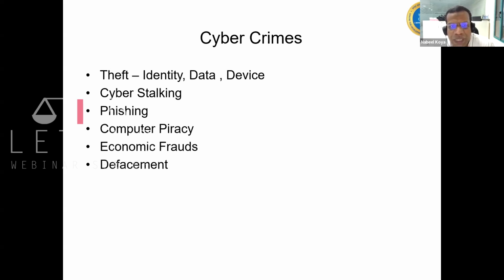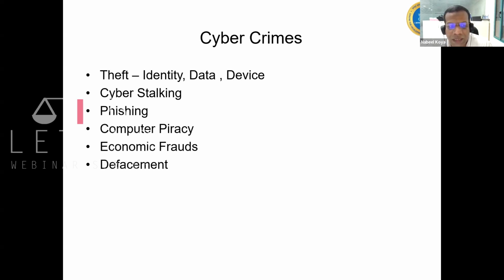And there are different types of cyber crimes. This is just an indicative list. Theft: you can have identity theft, data theft, and device theft. Device theft is theft of mobile phones. Data theft usually occurs when I go to an office, plug in a pen drive and take the data out of the computer without the consent of the concerned authority. Identity theft is what we usually see in social media networking, where you create a fake profile and try to generate some information and try to spoof persons.